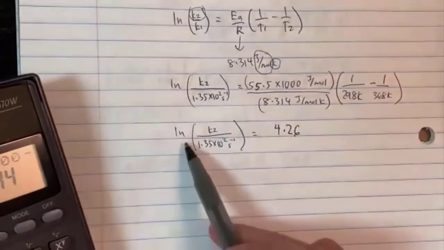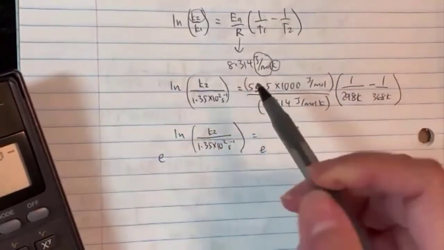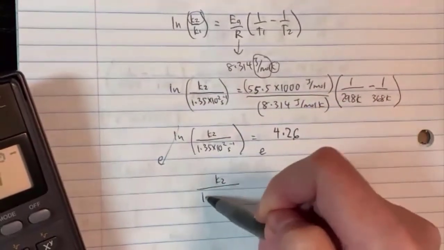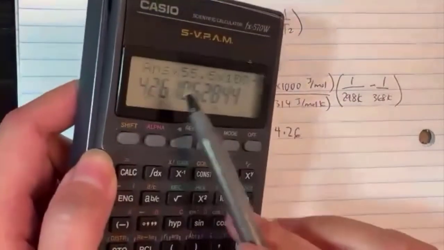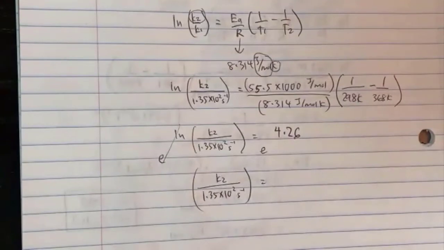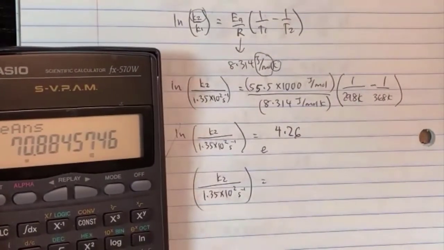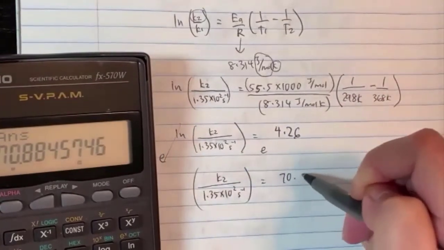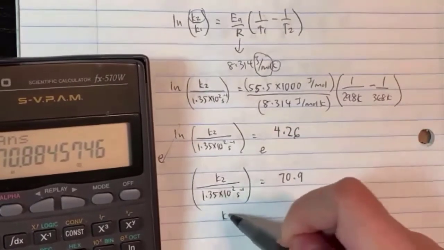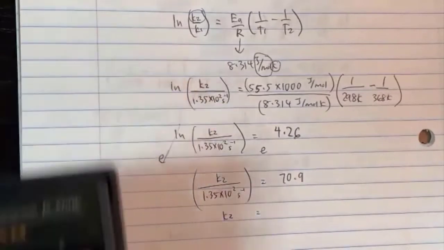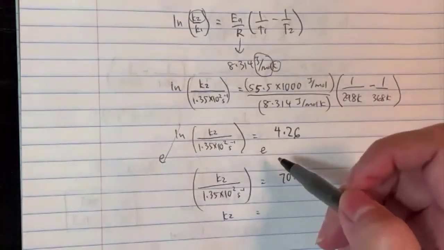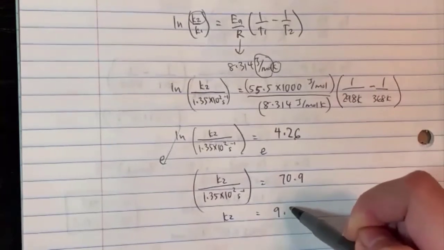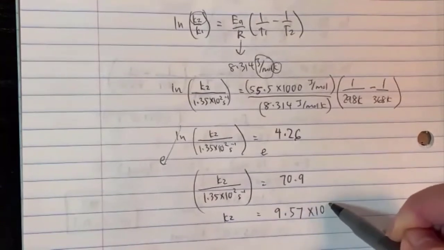To do that, how do you get rid of the ln here? We take e on both sides, okay? So that goes away. So now we know that K2 over 1.35 times 10 to the power 2 equals e to the power 4.26. So that number is right there, I'm going to take the e of it. Hopefully you get the same answer, about 70.89, 70.9-ish, so I'm going to write 70.9. K2 will literally be that number times that number now. It's like 9,000 something, so 9.57 times 10 to the power 3 per second.